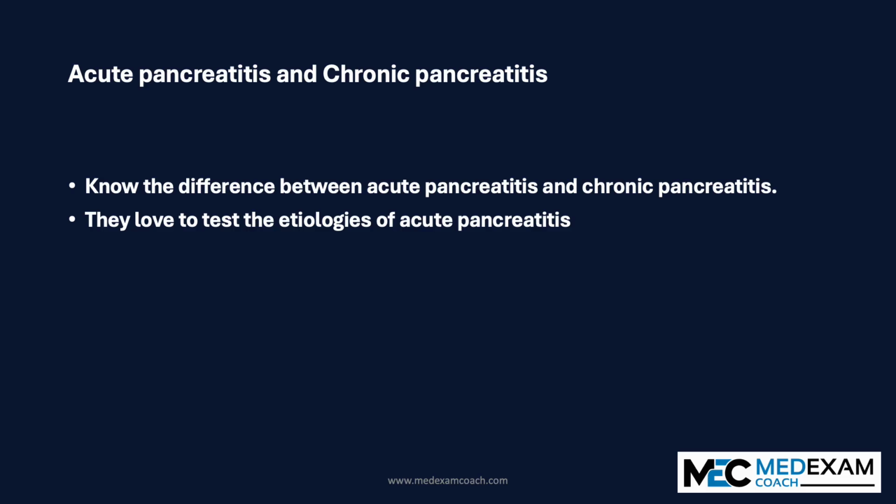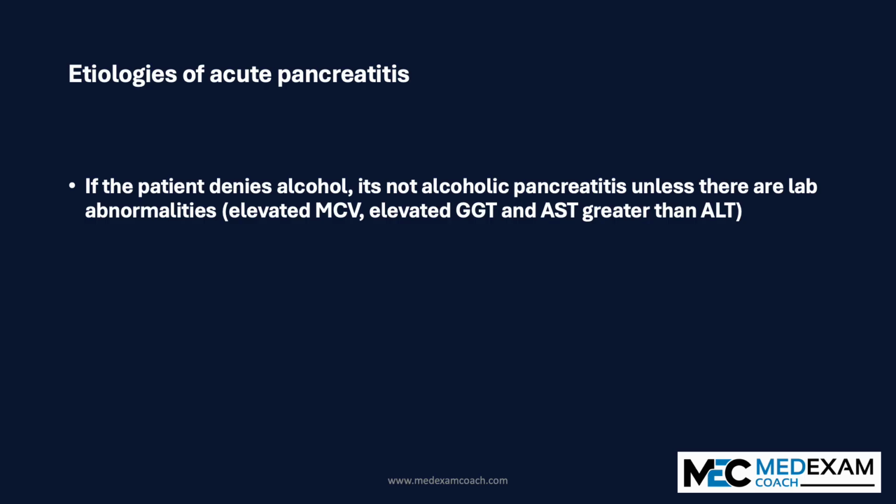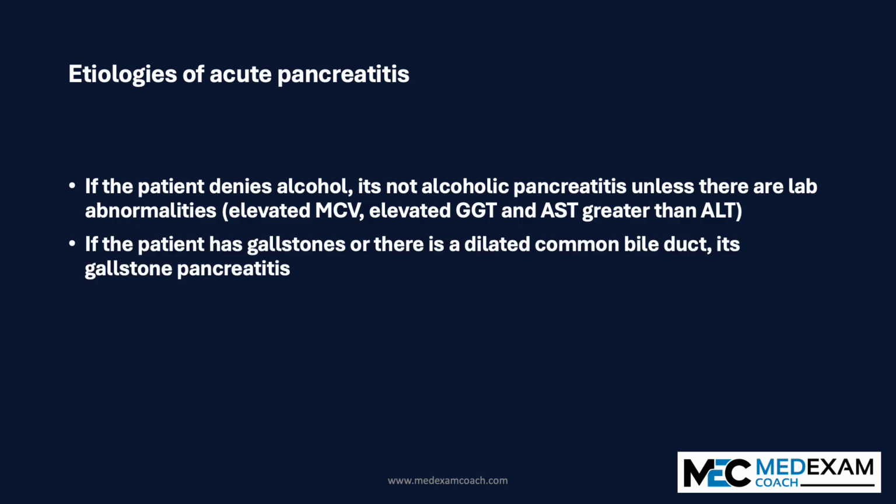The second thing to know is the etiologies of acute pancreatitis. The two most common causes of acute pancreatitis are alcohol and gallstones. If the patient denies alcohol, then for the purposes of the boards, you've got to believe the patient. It's not alcoholic pancreatitis unless there are lab abnormalities which are highly specific for alcoholism, such as elevated MCV, elevated GGT, and an AST greater than ALT. If the patient has gallstones or there is a dilated common bile duct, it's gallstone pancreatitis.